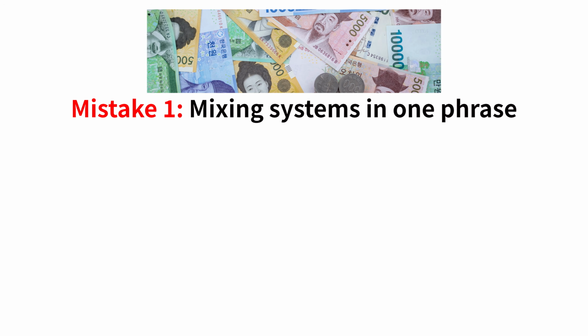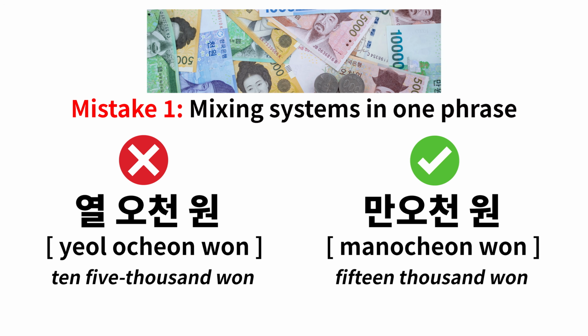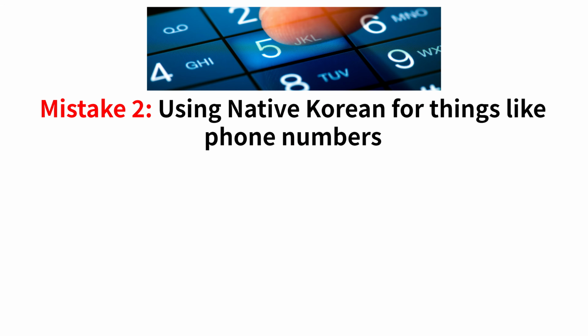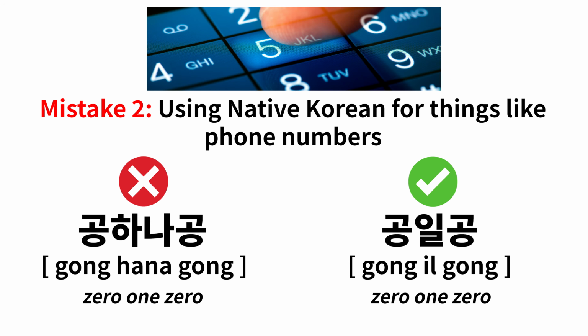Here are some common mistakes I made and how you can avoid them. So mistake 1 is mixing systems into one phrase. It's incorrect to say 열다섯천 원 and correct to say 만 오천 원. So use all Sino-Korean for money. My second mistake was using Native Korean for things like phone numbers. It's incorrect to say 영하나영 and correct to say 공일공. Always use Sino-Korean. So check, are you counting something or are you reading a value? That usually tells you which system to use.